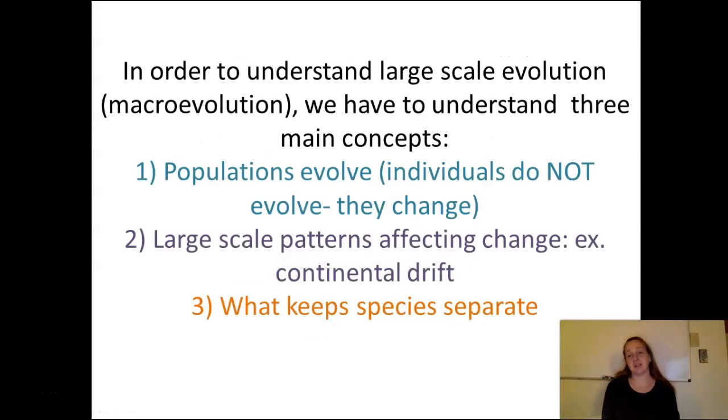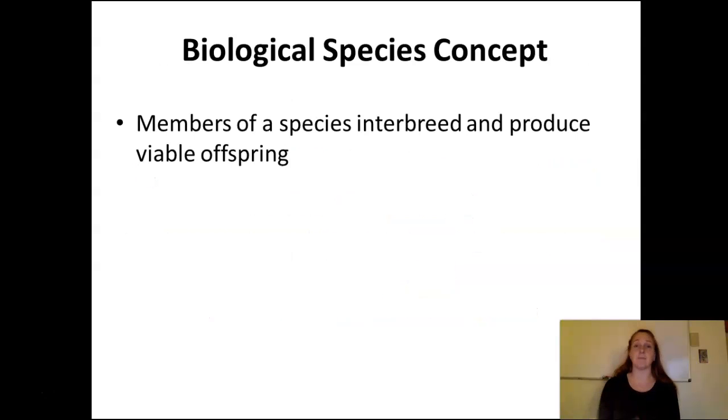So in order to understand large-scale evolution, we always have to remember that populations evolve, that large-scale patterns affect change. We have things like climate change, continental drift, those external forces that are working on a different time scale can have a disproportionate effect or can lead to some of the changes that we see in a line of descent. And then we also need to focus on some of those mechanisms that are going to help to keep species separate once we have speciation events occur.